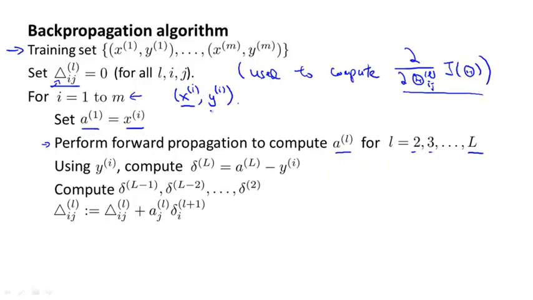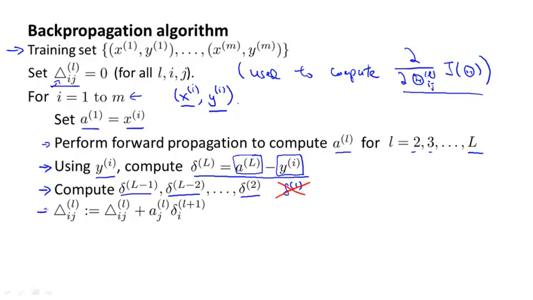Next, we use the output label yi from the specific example we're looking at to compute the error term delta L for the output layer. So delta L is the hypothesis output minus the target label. Then we use the backpropagation algorithm to compute delta L minus 1, delta L minus 2, and so on down to delta 2. Once again, there is no delta 1 because we don't associate an error term with the input layer.